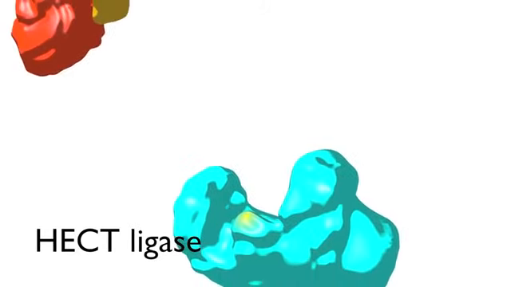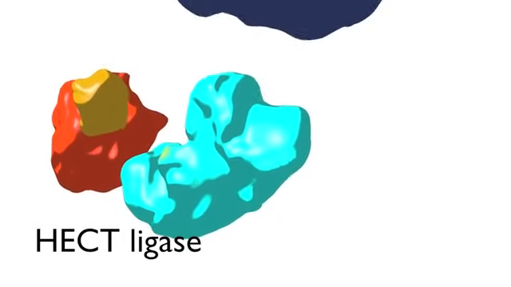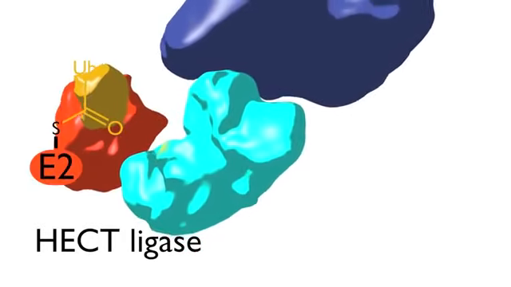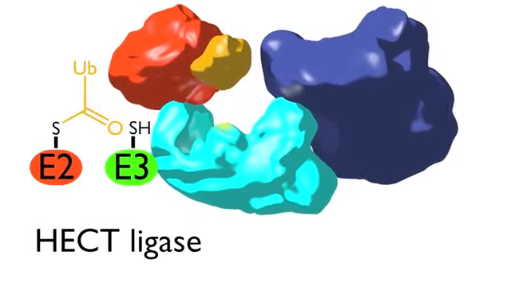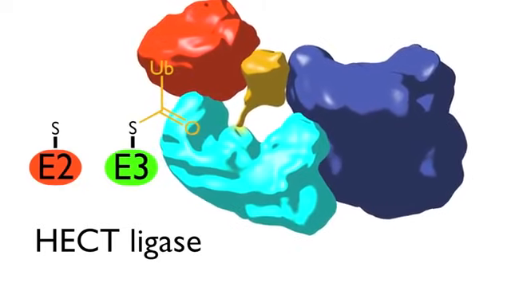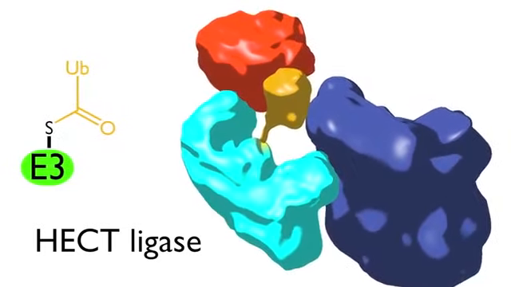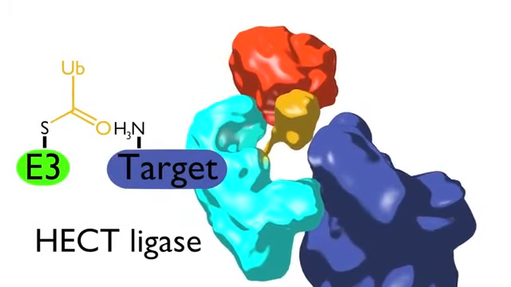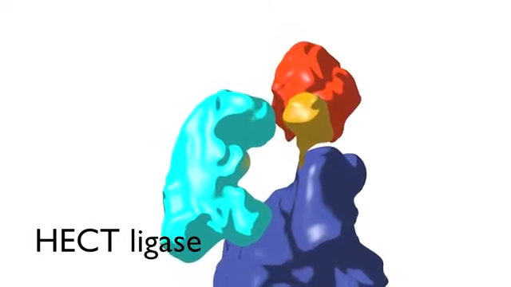Another E3 class, such as the HECT ligases, contain an active site cysteine. In this case, the HECT E3 binds to the E2 ubiquitin conjugate and the substrate, but first stimulates transfer of ubiquitin from the E2 to the active site cysteine of the E3 in yet another transthiolation reaction. The HECT ligase then catalyzes attack of the substrate lysine on the ubiquitin E3 thioester, and the ubiquitin C-terminus is conjugated to the substrate lysine.